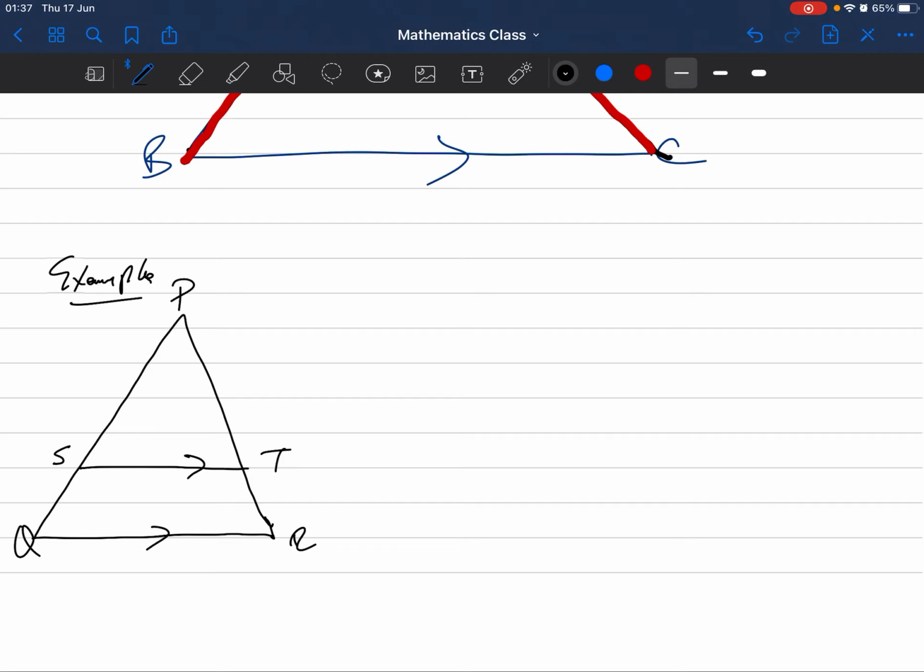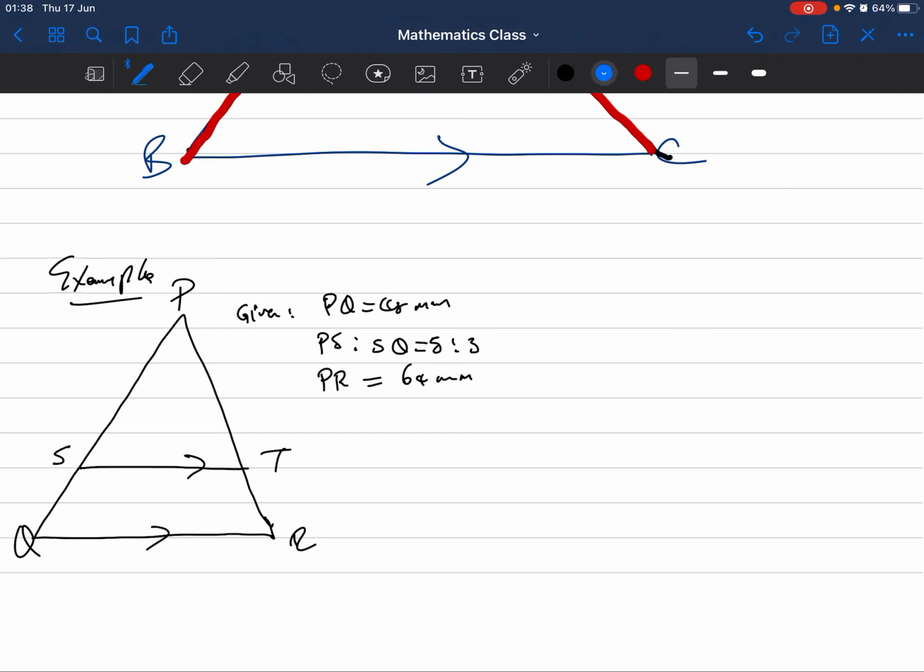Okay, so let's say given this triangle PQR, and the line ST, this is parallel to QR, and this is what you're given. You're given that PQ is equal to 48 millimeters, and you're given that the ratio PS to SQ is equal to 5 to 3, and you're given that PR is equal to 64 millimeters.